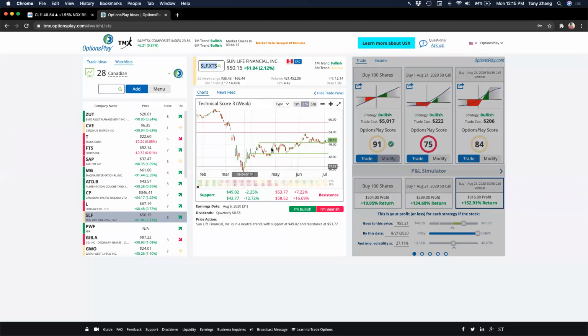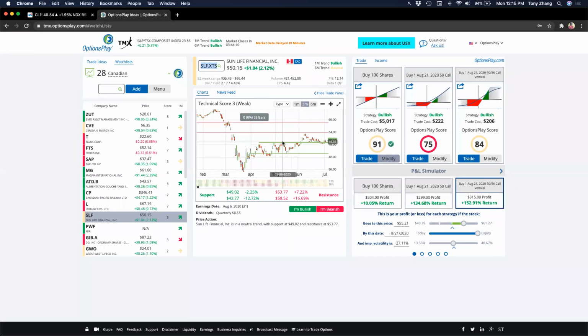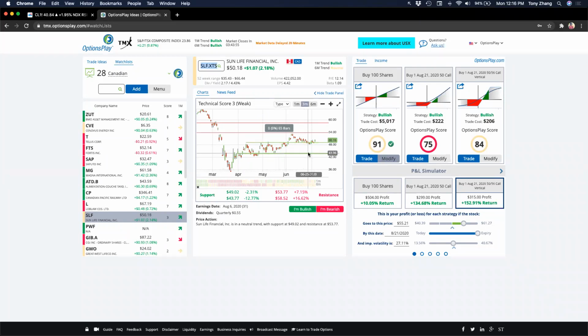So what I wanted to take a look at is how you can potentially play a move to the downside here in names like Sun Life and some of the other financials that we want to take a look at. And we'll take a look at a balanced view here. If you think that Sun Life can continue to rally up to that $54 and potentially even higher $58 level to the upside, how do you play that? And then if you do think that it's going to move to the downside, how you can also utilize options to do that.